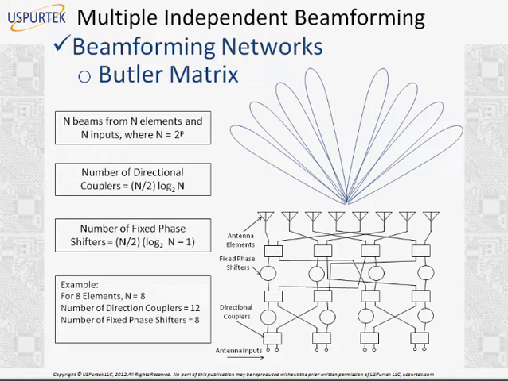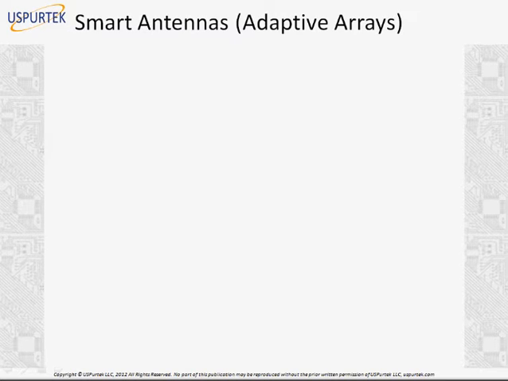So if you have n beams from n elements and n inputs, then n is defined by 2 to the power p, and the number of directional couplers is given by this formula you see on the slide, and also the number of fixed phase shifters. For example, if there are 8 elements as you see on the slide, you need 12 directional couplers and you need 8 fixed phase shifters.